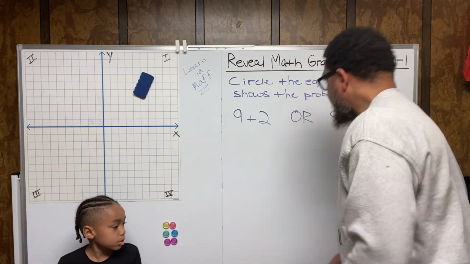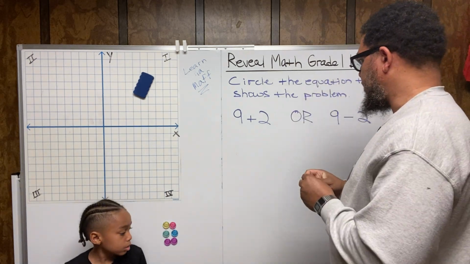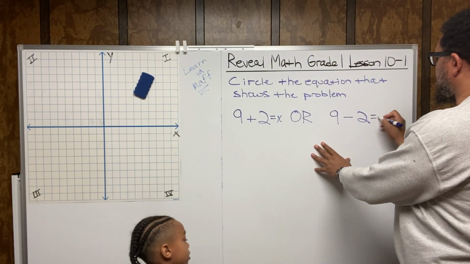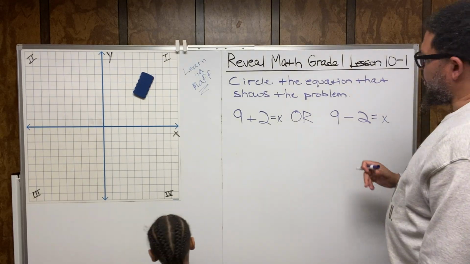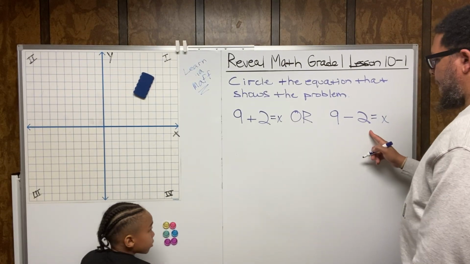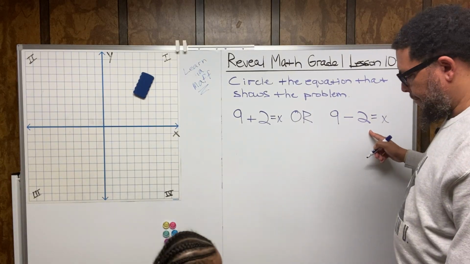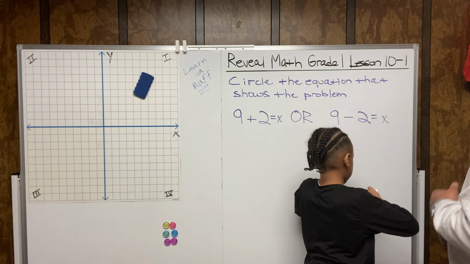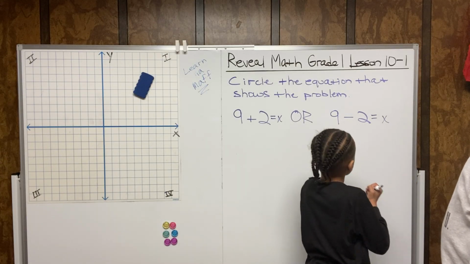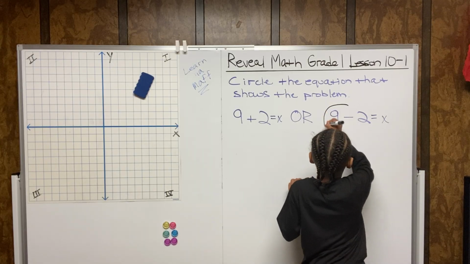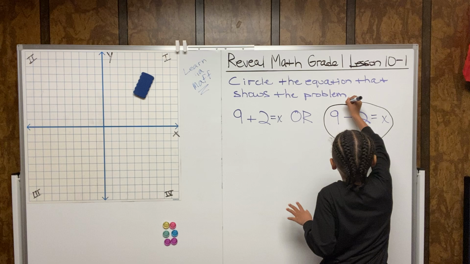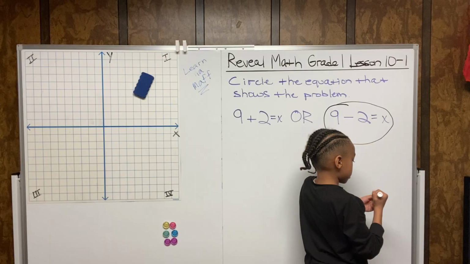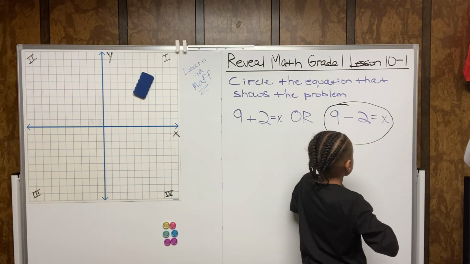So which of these, this is actually bothering me because I didn't write this properly, so let me just do this real quick. 9 plus 2 equals X, or 9 minus 2 equals X. Which one are you going to circle, Kwame? This one or this one? Good job. 9 minus 2.